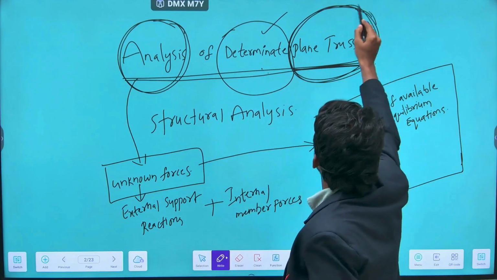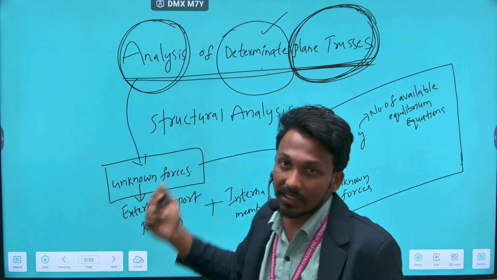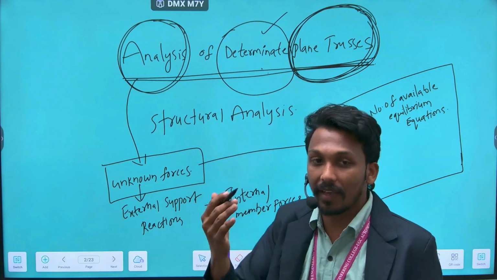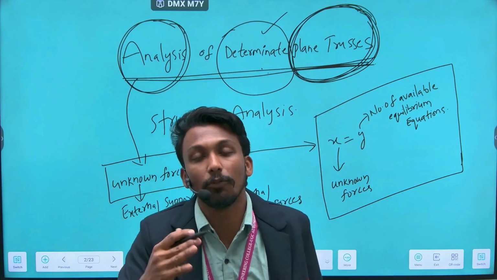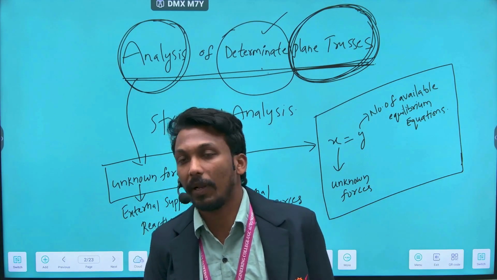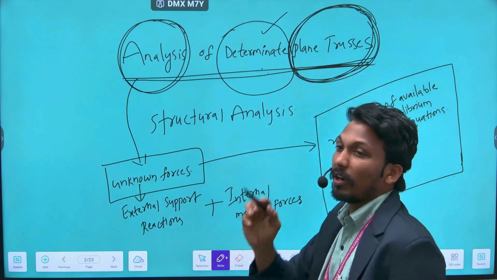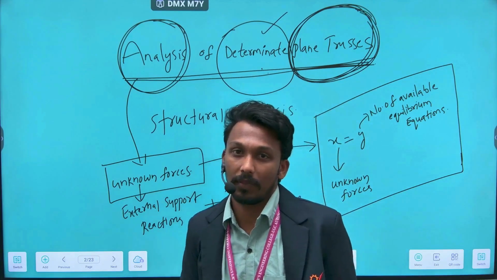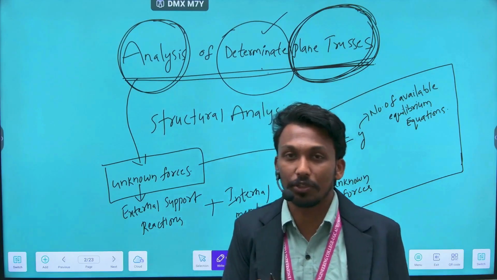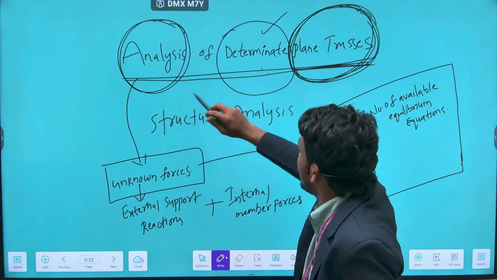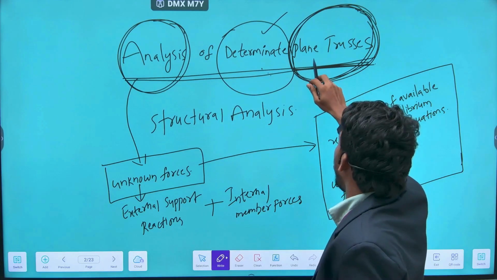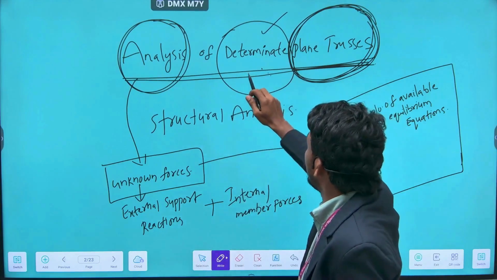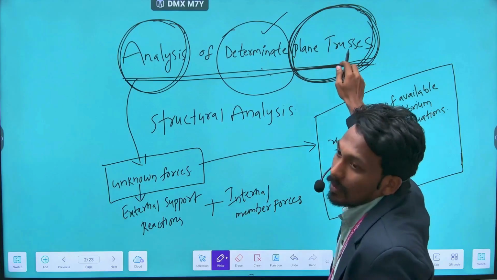Now a plane truss is a skeletal structure. It is a two-dimensional structure where all the members are present in only one plane, and the joints are pin joints. So basically a truss is a pin jointed frame. In short, we can say the truss is a pin jointed frame. So we are doing the analysis of determinate pin jointed plane trusses, or in simple terms, the analysis of pin jointed determinate plane frames.